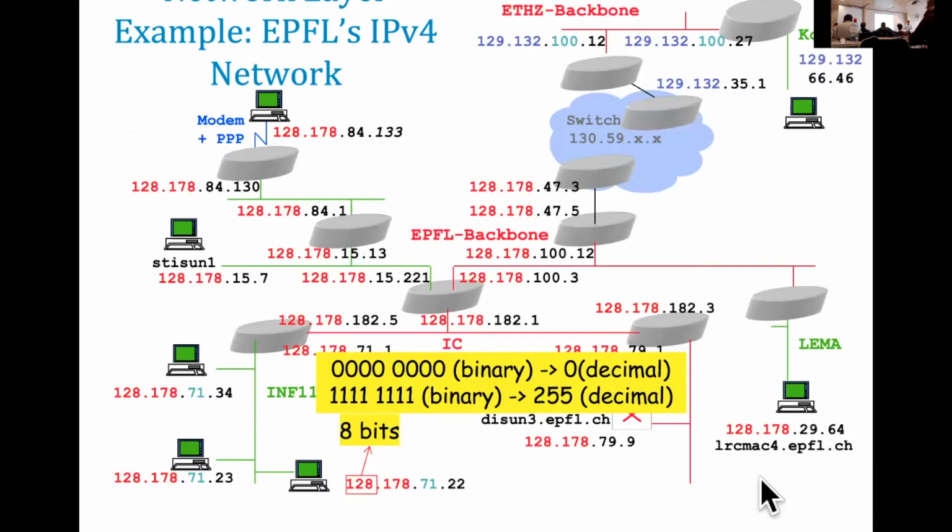Well, that's a beautiful snapshot of EPFO's network at some point in the past. Here we are showing several devices. Well, these gray devices, we already saw them. So they are routers. And we have some computers. As you see, each computer has an address.